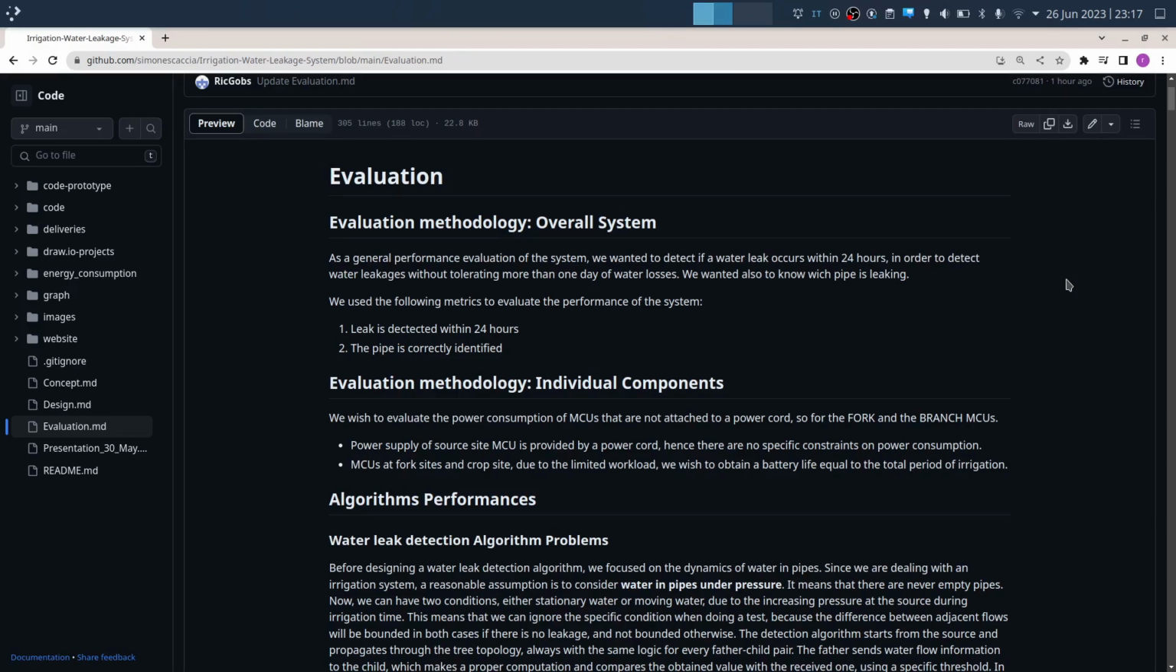Hi, and now we are in the evaluation part. In this part we will see the energy consumption and the setting of the threshold in the system.